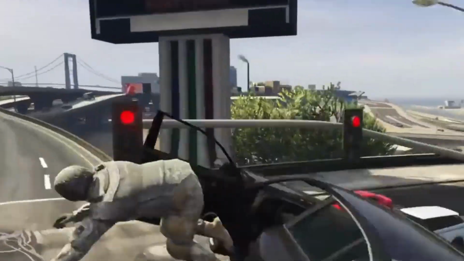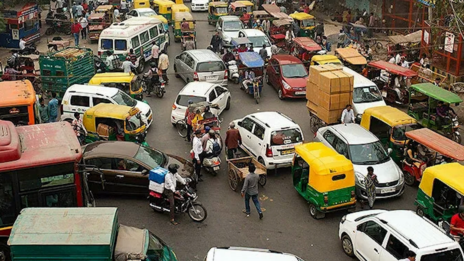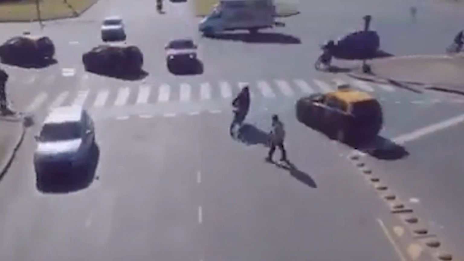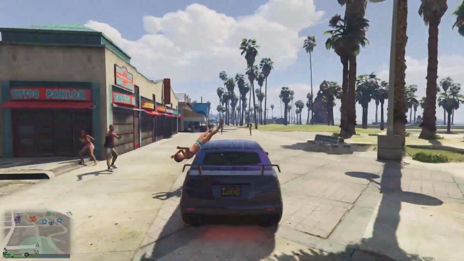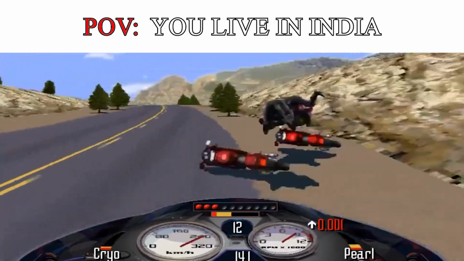Why? Because I can. Traffic rules in GTA are just suggestions, but not in real life, unless you live in India. Like me. Please help me. They are the reason why we can drive safely on the roads, and without them, the streets would look like a normal GTA session in real life. Again, unless you live in India.